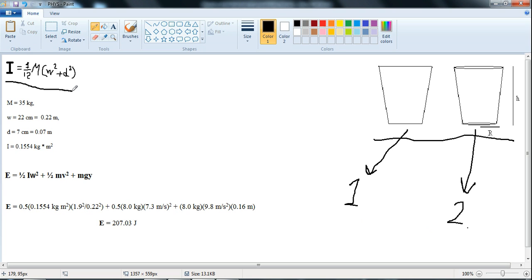So let's use the following actual values for each of these variables, which would be m equals 35 kilograms, w is 22 centimeters, which converted is 0.22 meters, d is 7 centimeters, converted is 0.07 meters. I'm sorry, I don't know if I said 7 centimeters or meters by mistake, but what I meant is 7 centimeters, converted is 0.07 meters. So having these three numbers, you can just put them all into this equation and you will get I.